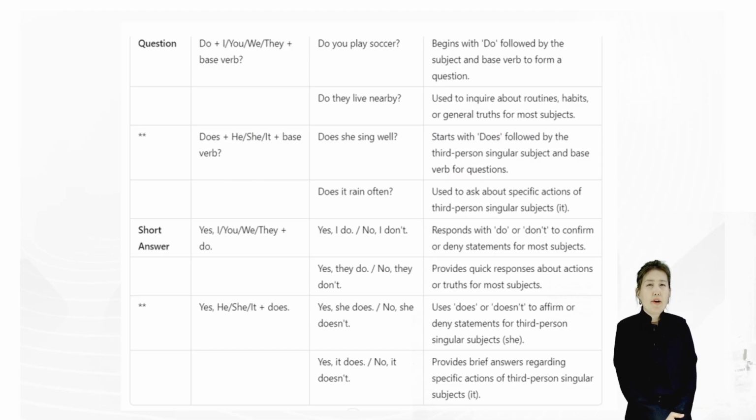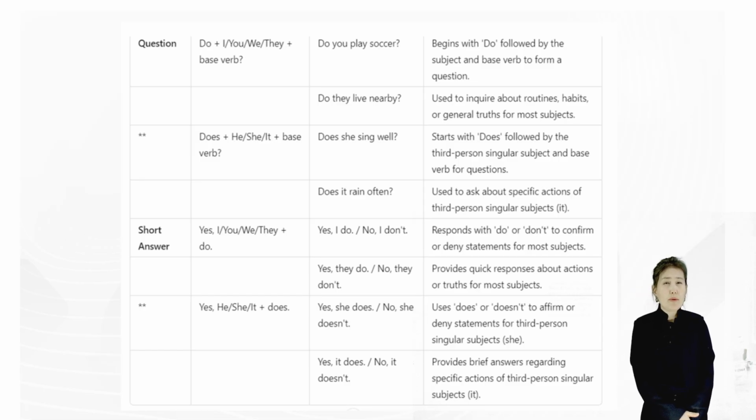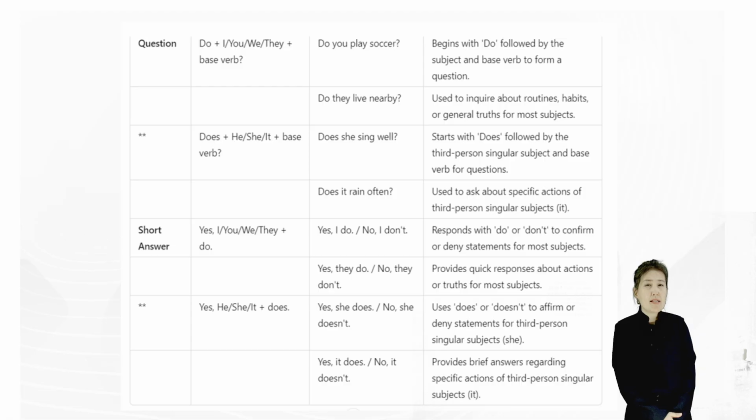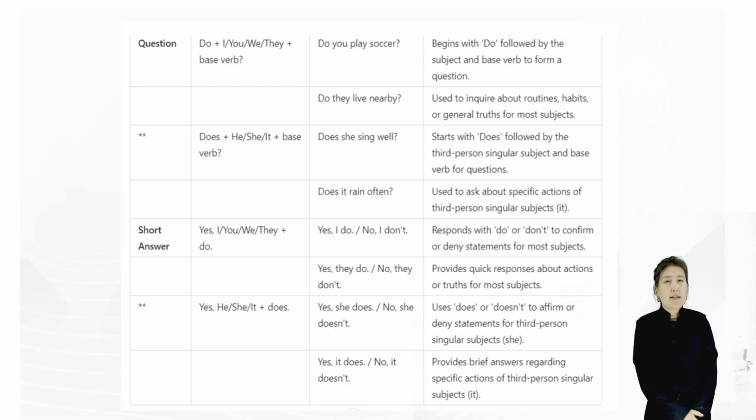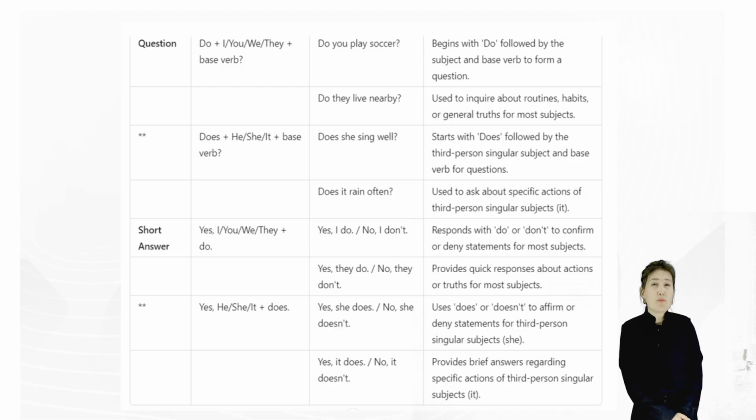Next, we have questions in the present simple tense. Questions are formed by starting with do for most subjects and does for third person singular subjects, followed by the subject and the base verb. For example, do you play soccer? Do they live nearby? And does she sing well? These questions help us inquire about routines, habits, or specific actions.